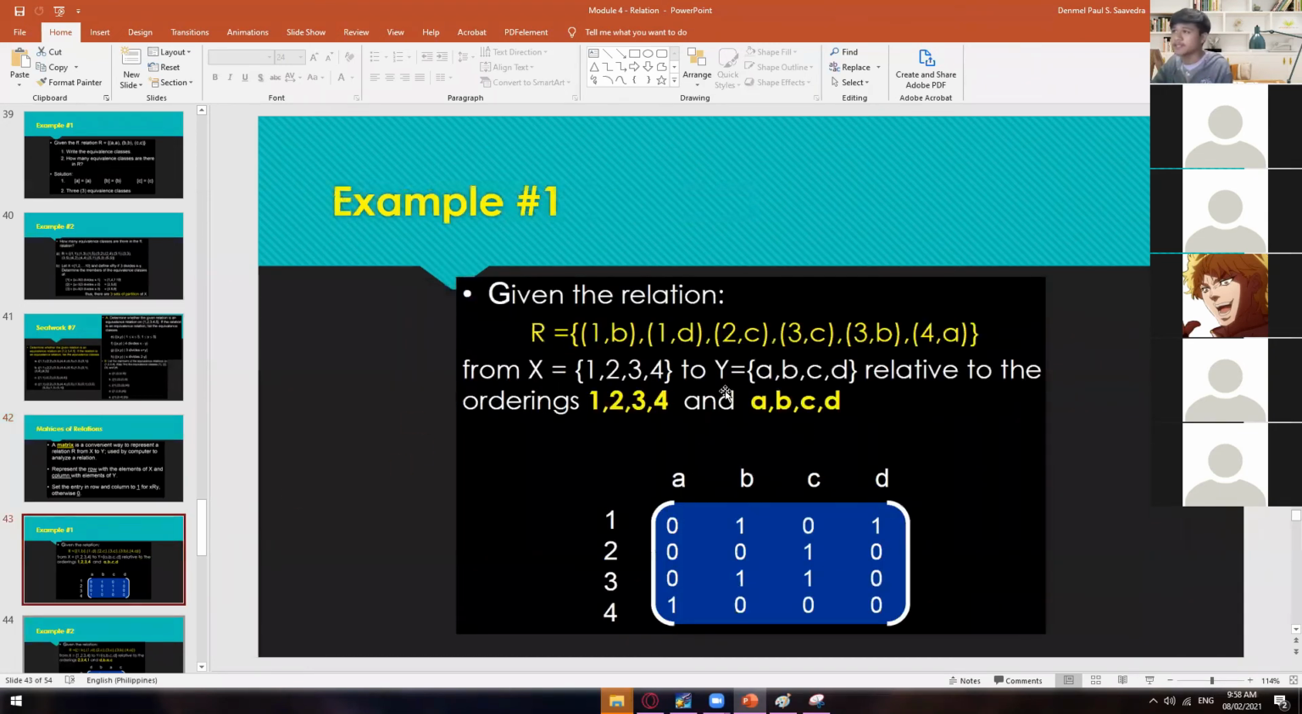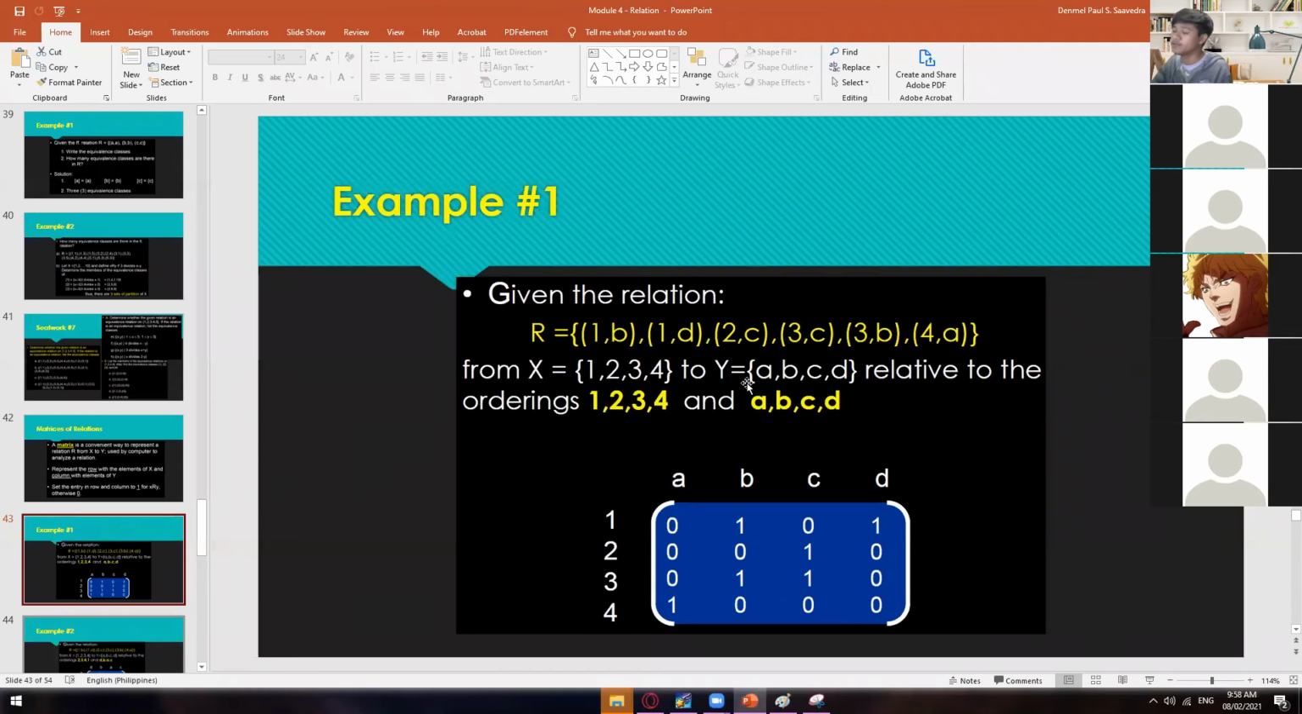So let's have an example. Given the relation {(1,B), (1,B), (2,C), (3,C), (3,B), (4,A)}, we have these coordinates from X: 1, 2, 3, 4, and from Y we have A, B, C, D. So relative to the orderings 1, 2, 3, 4, and then A, B, C, D. Take note, your X here is the 1, 2, 3, 4, which is the rows.